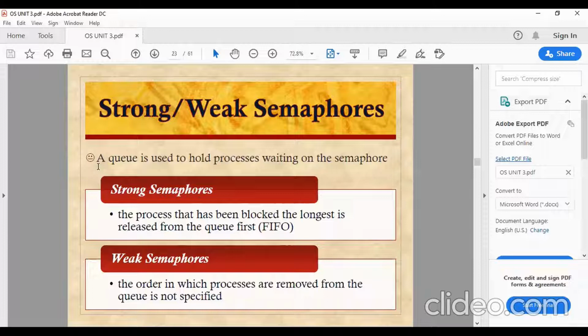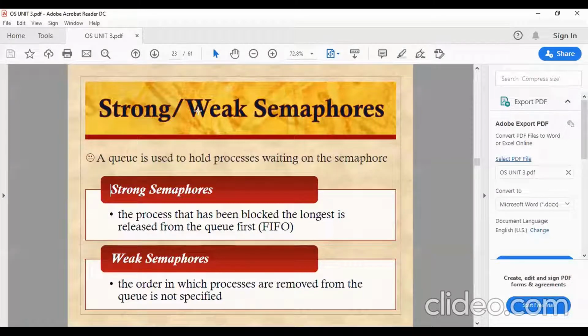So what is a strong semaphore? A queue is used to hold the processes waiting on a semaphore. In the strong semaphore, the process that has been blocked the longest is released from the queue first. The process which has been waiting for the semaphore for a longer time is released from the queue first, using the first in, first out method. That type of semaphore is called a strong semaphore.